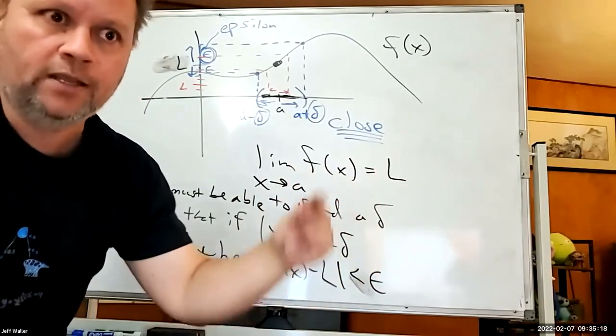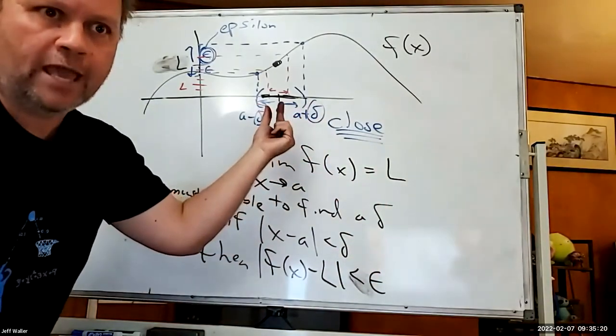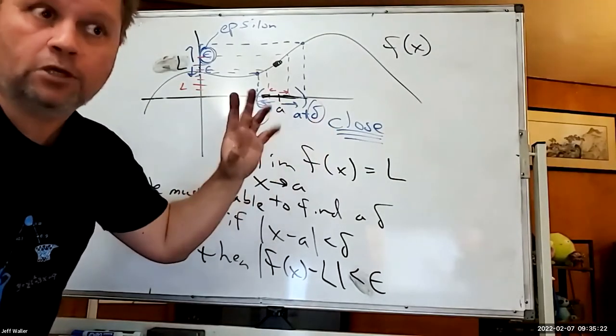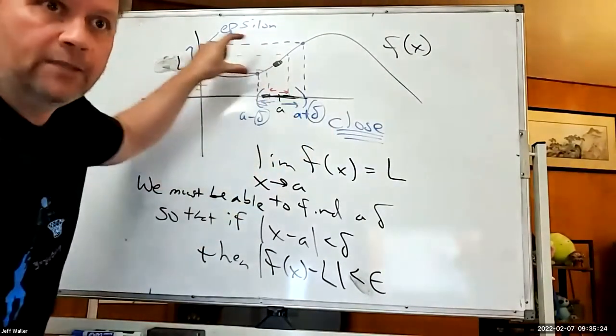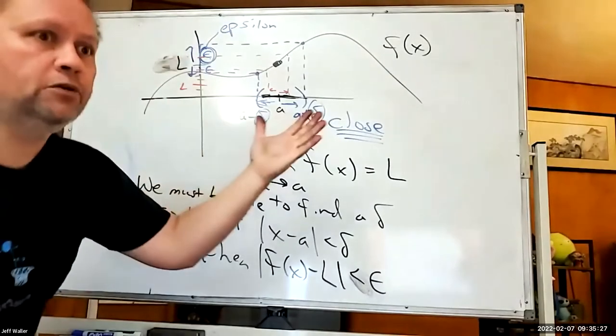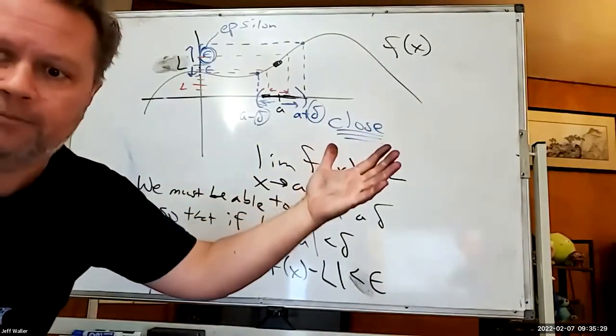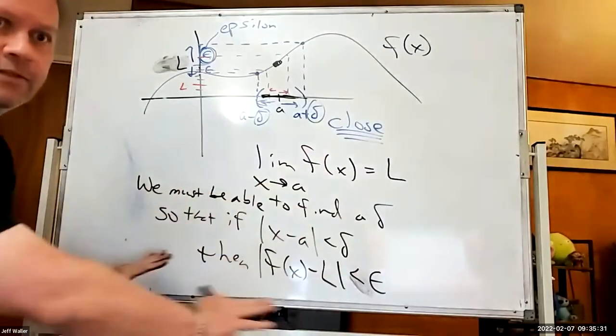Let me say that one again. If I get close enough to A, and that delta kind of describes the closeness, if I get close enough to A, I can make my outputs as close to L as anybody wants me to make it. That is what this means.